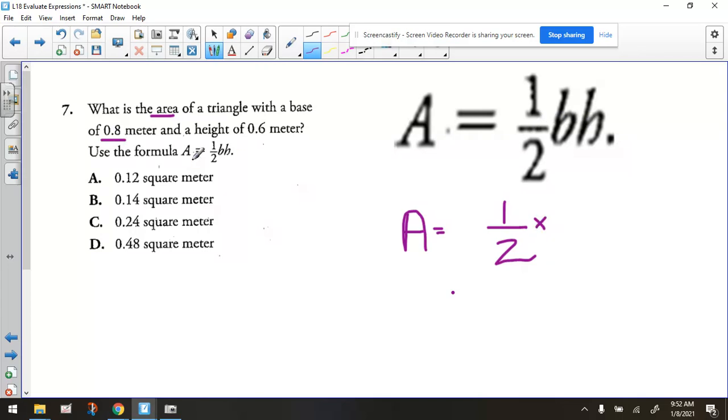So the base is 8/10. And the height is 6/10. So H, height, 6/10.